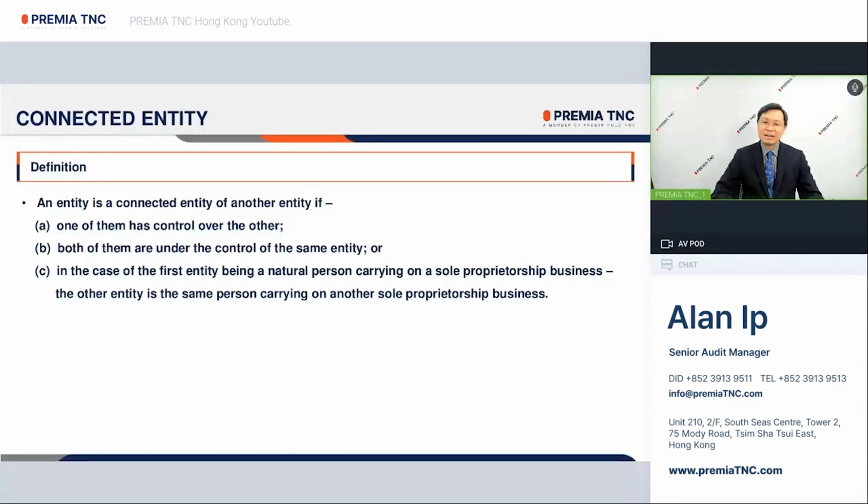An entity is a connected entity of another entity if A, one of them has control over the other; B, both of them are under the control of the same entity; or C, in the case of the first entity being a natural person carrying on a sole proprietorship business, the other entity is the same person carrying on another sole proprietorship business.